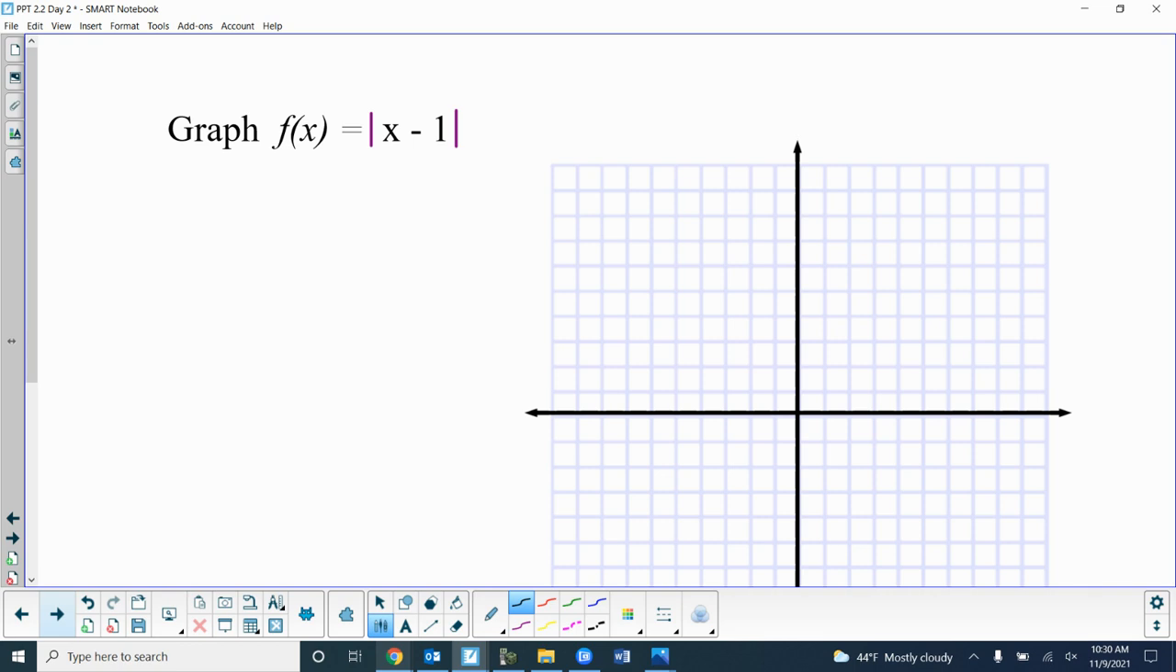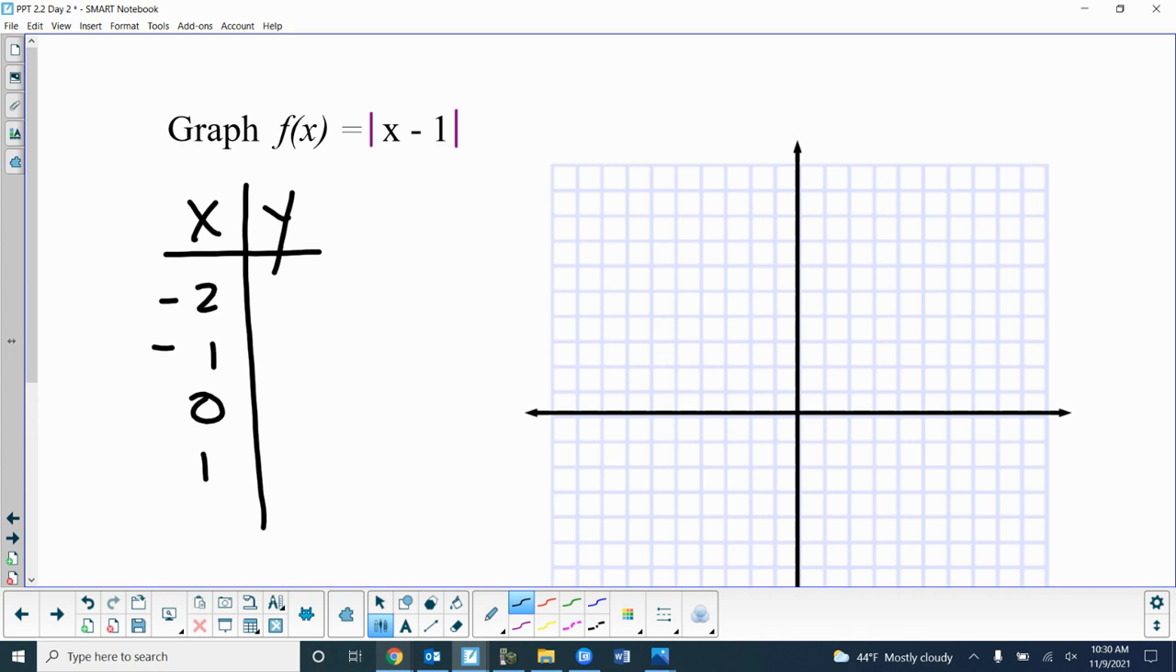And then absolute value, again, you could do an XY table. You know, a lot of times we'll just put -2, -1, 0, 1, and 2. Let's see what happens. What's -2 minus 1? Or no, -3. -3. What's its absolute value? 3. What's -1 minus 1?